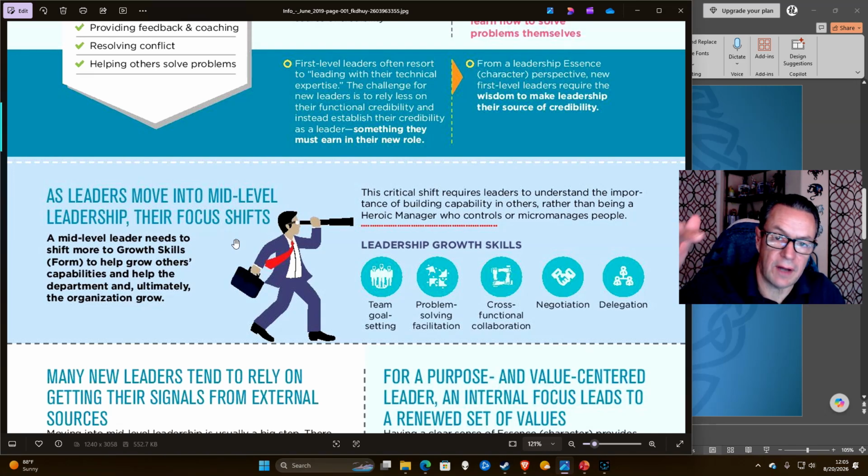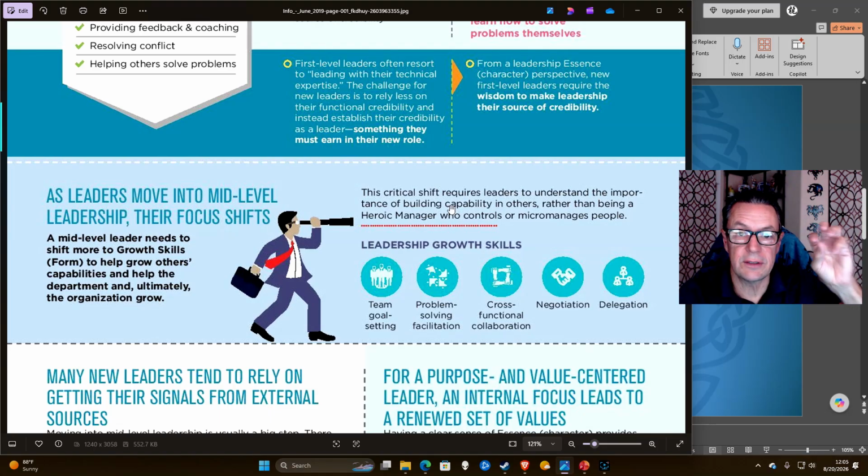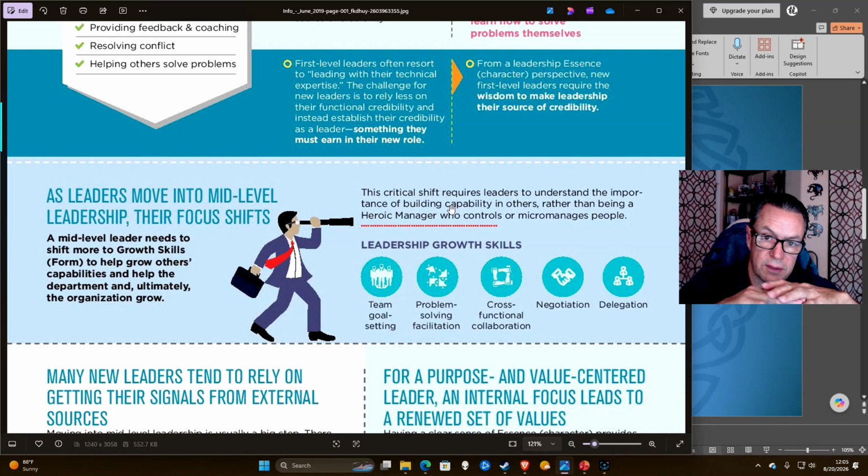You put them in charge of a higher group, then they're doing the same sort of thing. But management and leadership are not the same things. Management should be nowhere on this chart if it's a leadership chart. So the critical shift requires the leaders to understand the importance of building capability in others rather than being a heroic manager who controls or micromanages people. What did I say at the beginning? The leader's job is to do leader job stuff. You're supposed to train and delegate and give everybody else the power that they need to do their job.